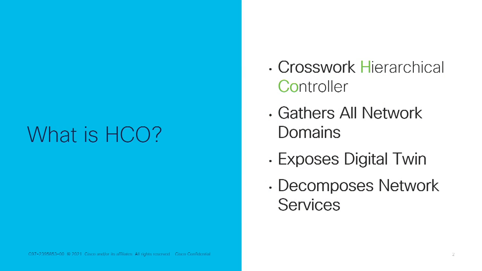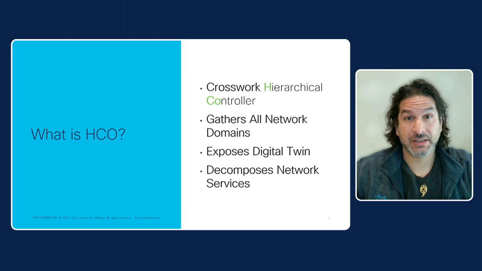So what is the Crosswork Hierarchical Network Controller? We call it HCO for short. It's a controller that sits above the entire network. It gathers all the different network domains, exposes a single abstraction of multiple domains and multiple layers of the network, and basically creates what we call a digital twin of the network. Part of its responsibility is to decompose service management requests that come in from a higher layer called the end-to-end service orchestration layer. It decomposes those into the requirements for different domains of the network and dispatches service management API calls to those lower level controllers.